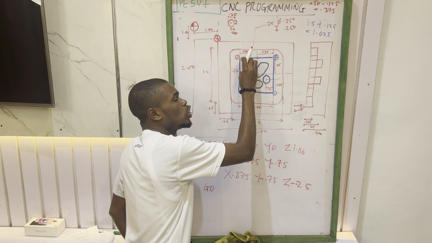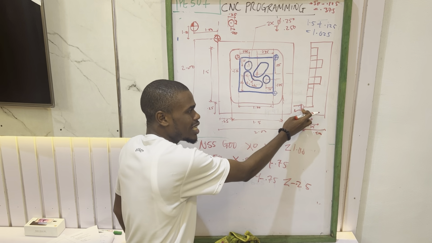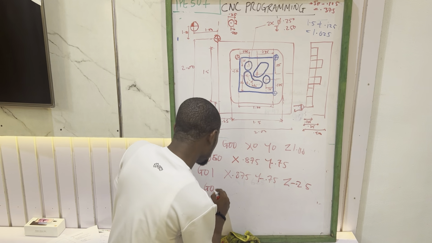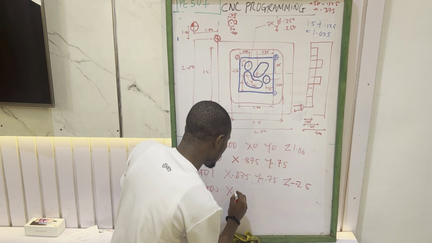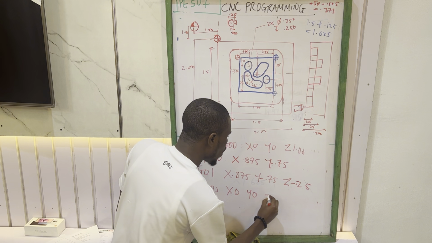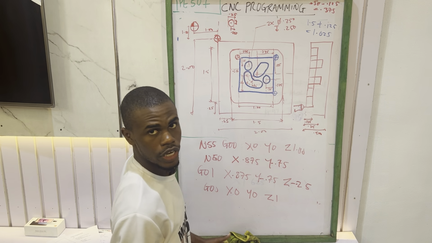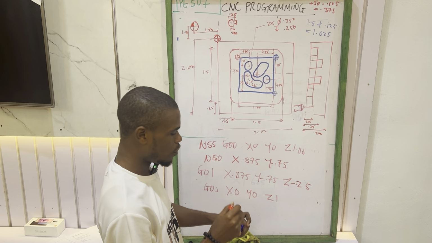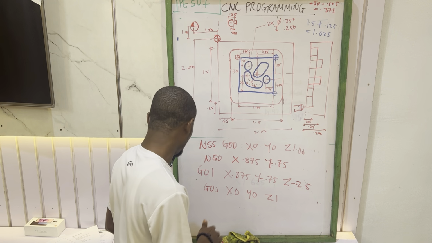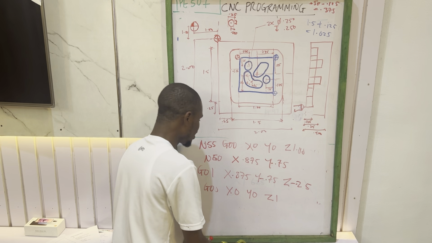So once you are done drilling, you have to take your tool out. You take it out to this point again. That will be your G00, your X0, Y0, while your Z1. Do you get? Hope you are following. With this, I know you have already understood this stuff. You can finish the rest, but I will definitely assist you to finish it.